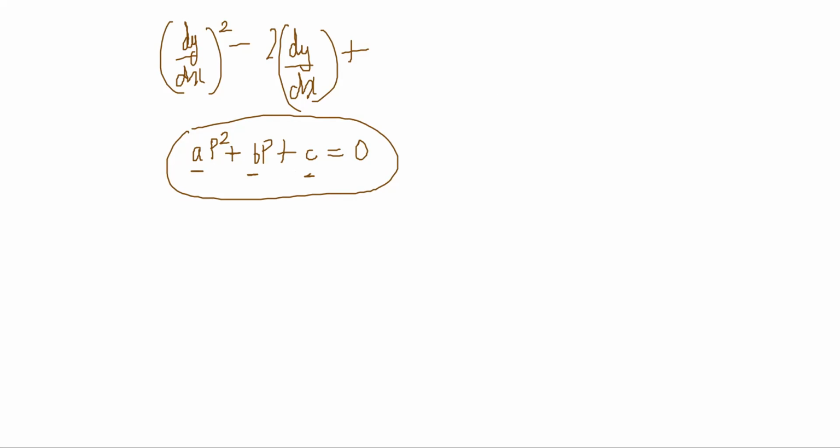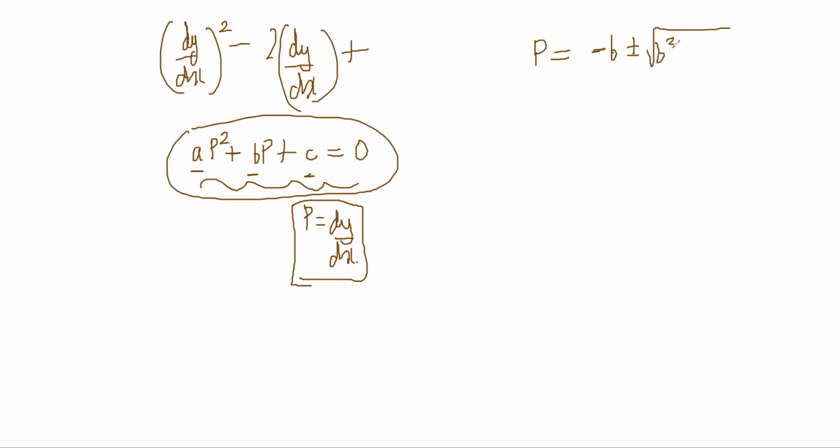So what he's saying is that you could solve for P as a quadratic. P is actually dy by dx, and there is a formula. So P is equal to minus B plus minus root over B square minus 4AC, by 2A.